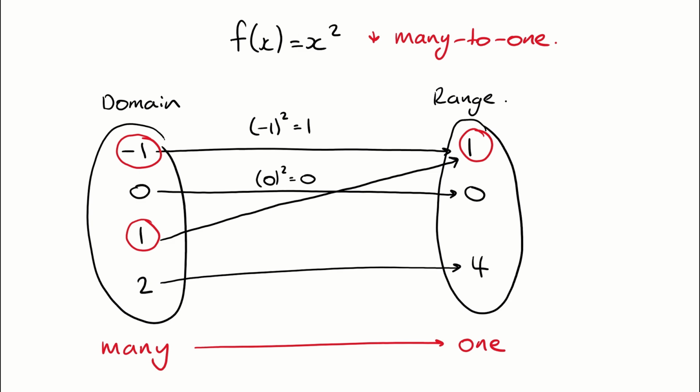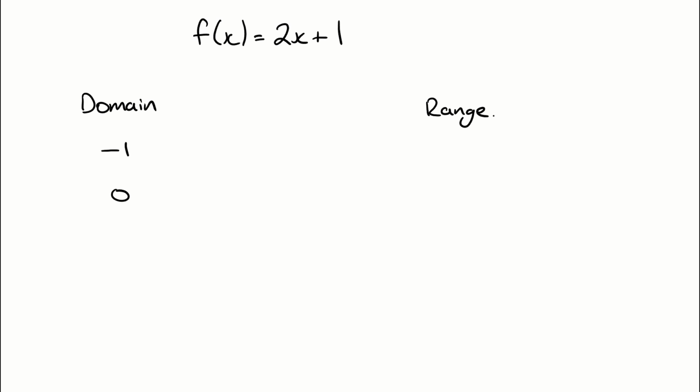Let's have a look at another one. Okay, so we'll come down here. Let's say now that we've got f of x is equal to, let's say it's 2x plus 1, okay? Well, again, let's take my domain on the left here, and we'll take my range over here on the right. Let's pick a few domain values, okay? I'm going to pick -1, 0, 1, and 2 this time, okay? So they're going to be my domain or my input, and I'm going to map them across to a range.